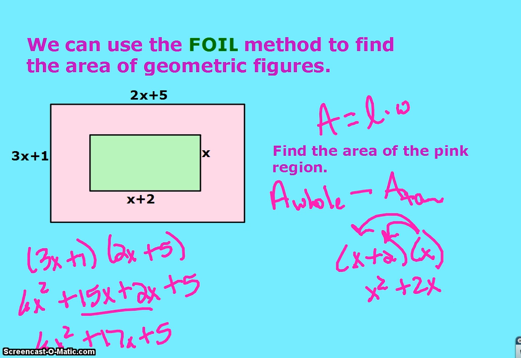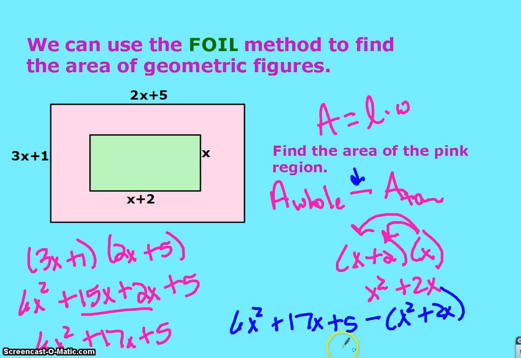So what I told you is that you're going to have to take the big one minus the small one. So it becomes 6x squared plus 17x plus 5 minus, now since there's more than one thing here, you have to put it in parentheses, x squared plus 2x. So 6x squared minus x squared gives you 5x squared. 17x minus 2x gives you 15x. And then the plus 5 has nothing to combine with, so we just bring it along. Your final answer is 5x squared plus 15x plus 5.